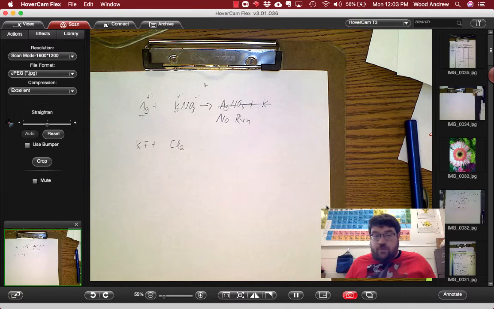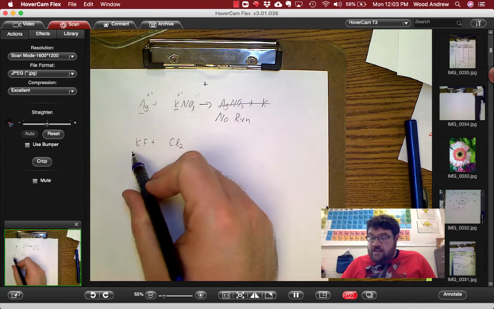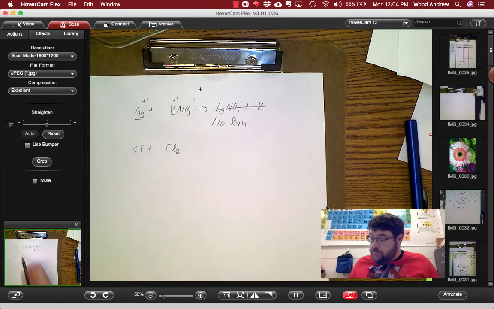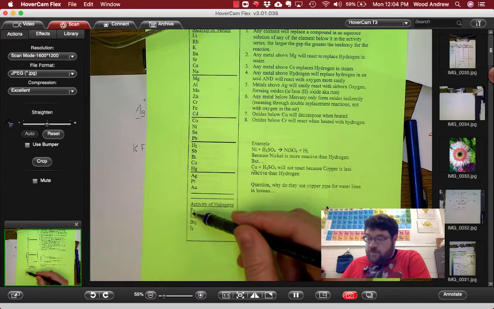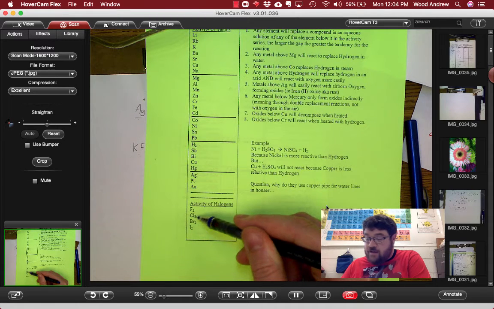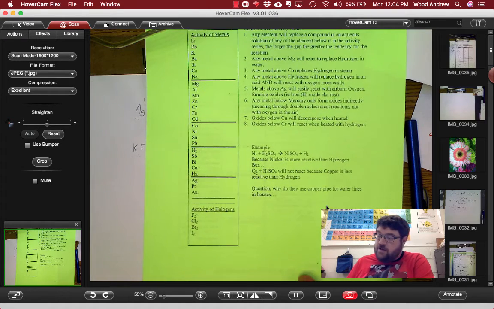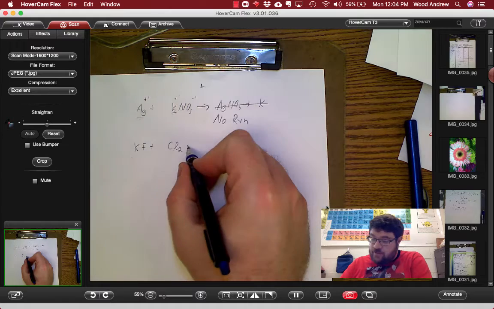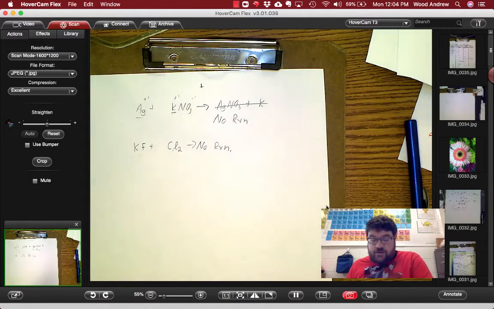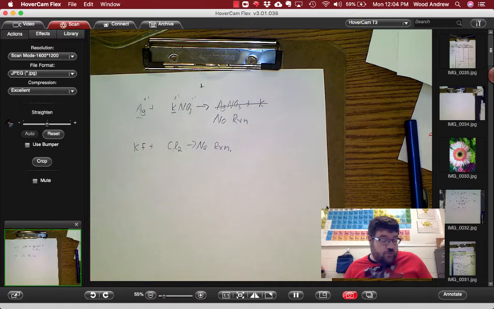A similar thing can happen with the halogens. If I have potassium fluoride plus chlorine, and I take a look at the halogen activity series, well, fluorine's at the top of the list. Chlorine's right below it. But remember, they replace downward, not upward. Chlorine will not replace fluorine. It can't react. So if I have this reaction, nothing happens. No reaction occurs.